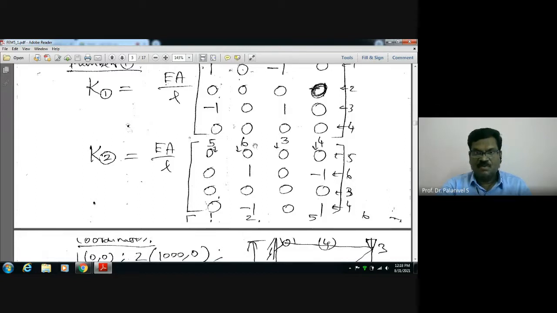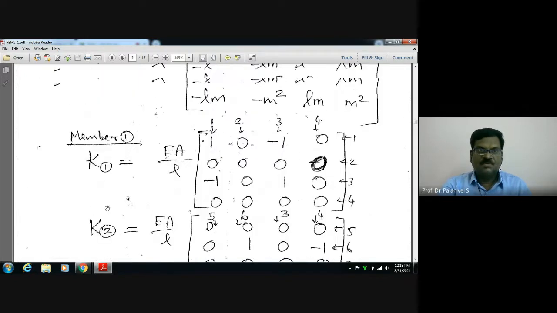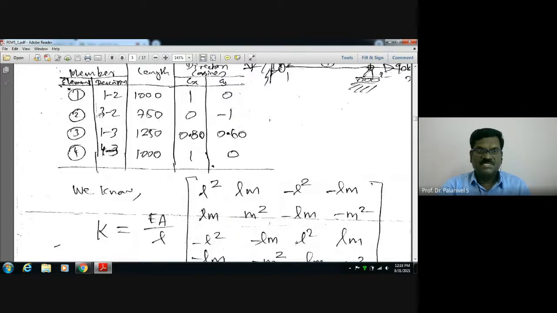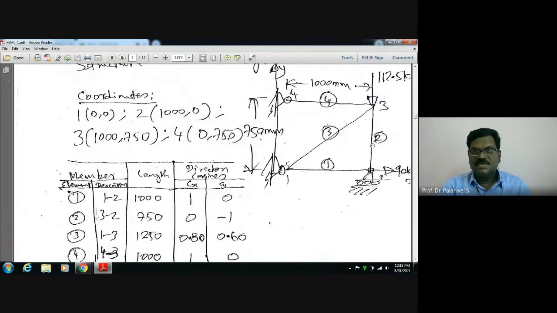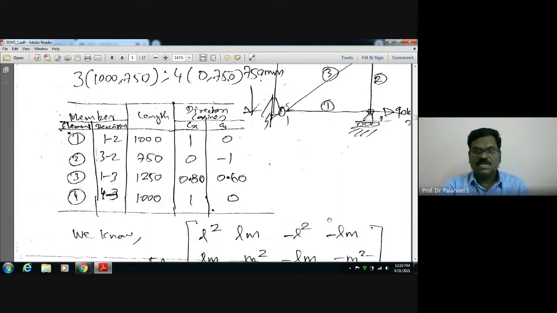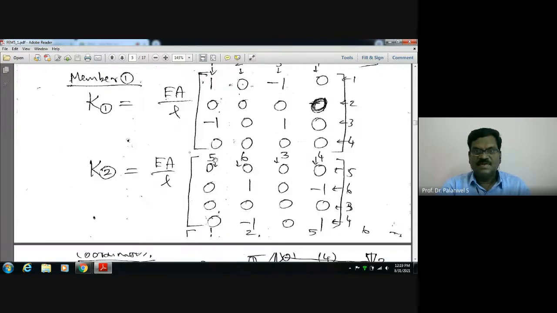You put an arrow like this and write the degrees of freedom. Go to the description of element 2. For element 2, the description is 3 2. What is the degrees of freedom here? 1 2 3 4 5 6. 5 6 is the degrees of freedom for node 3. For node 1, 1 2 is the degrees of freedom. Okay, 5 6 1 2.